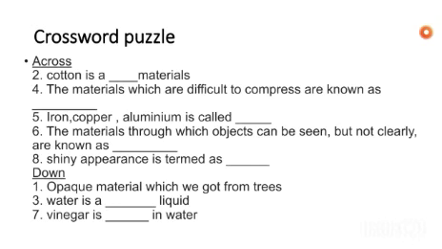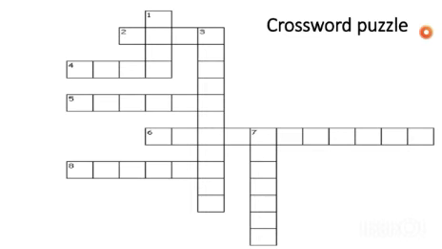Now the next one and the last one is vinegar is a dash in water. When it comes to water, we have two types of things, that is soluble and insoluble. So you decide what is vinegar. So we have here one, the first question, the third question and the seventh question. So come on, try to fill in this crossword puzzle.